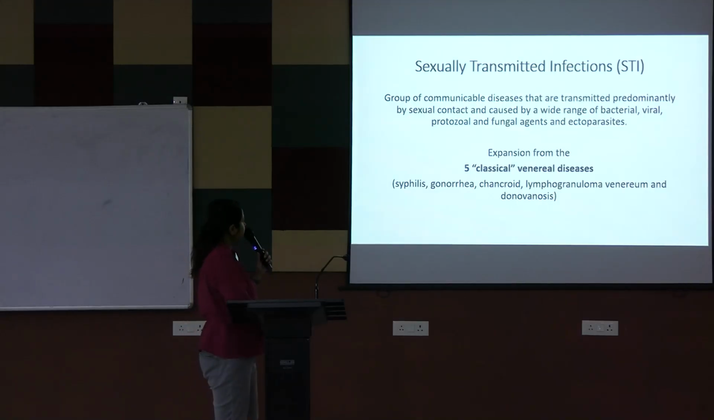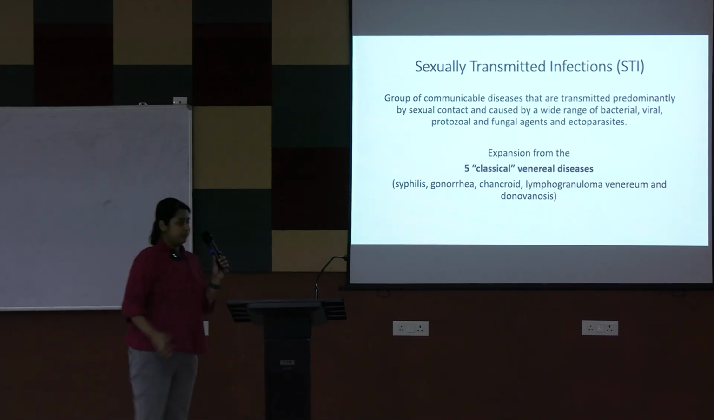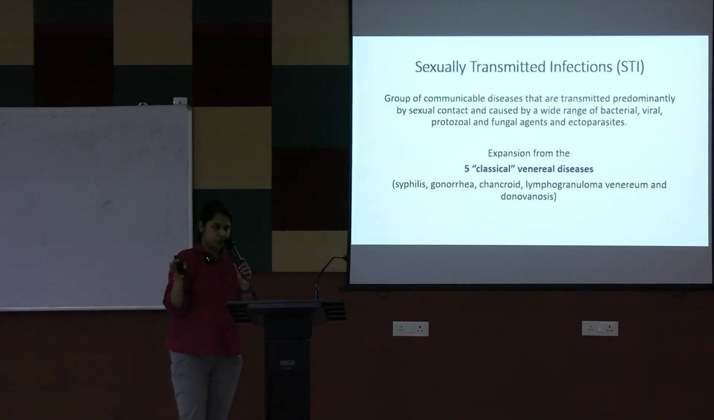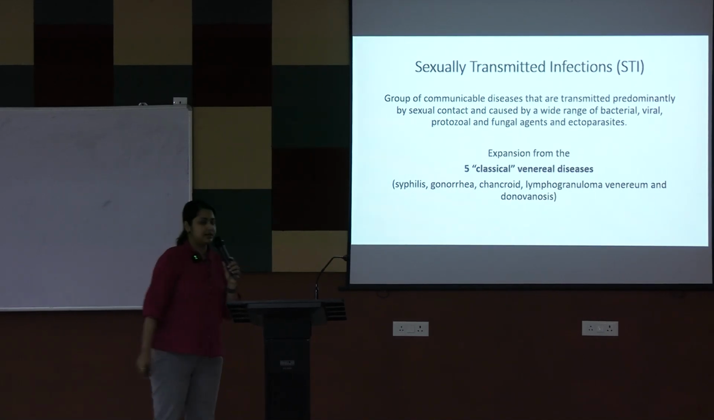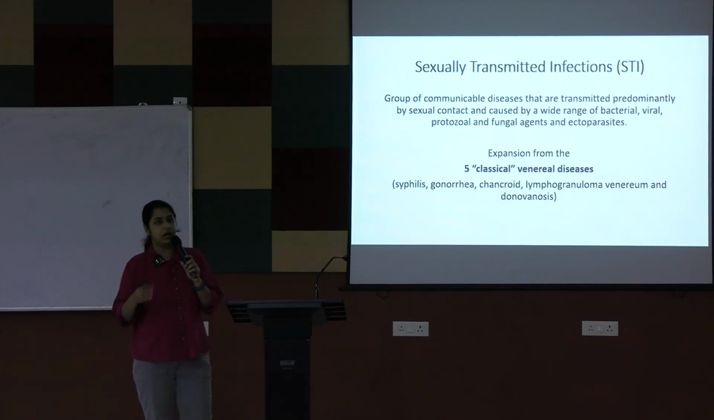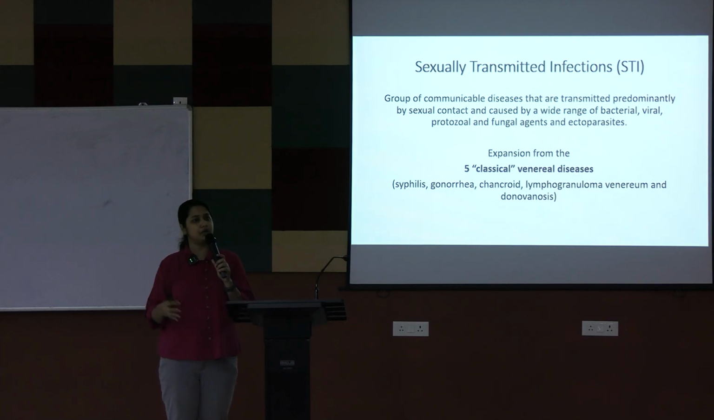Now class, that is the sexually transmitted infections. It is a group of communicable diseases that are predominantly spread through sexual contact and they are caused by a wide range of agents: bacterial, viral, protozoal, fungal and ectoparasites. Previously, STI classically had 5 venereal diseases: syphilis, gonorrhea, chancroid, lymphogranuloma venereum and donovanosis. It used to be these 5 that were defined under STI, but nowadays several other diseases are found to be transmitted through sexual contact and they have all been grouped under STI.